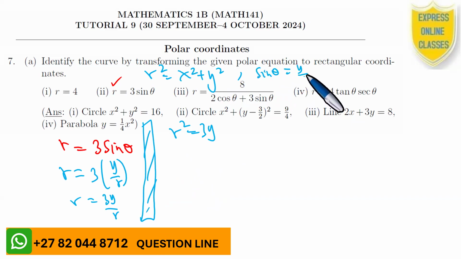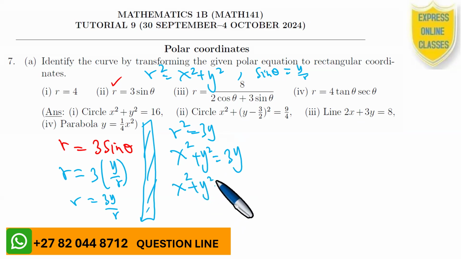The sine of theta is y over r. So we have this. That is what we have. So we have x squared plus y squared minus 3y equals 0.